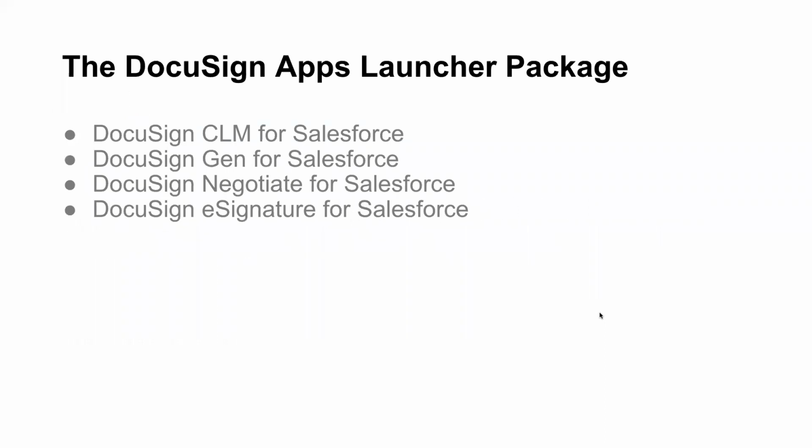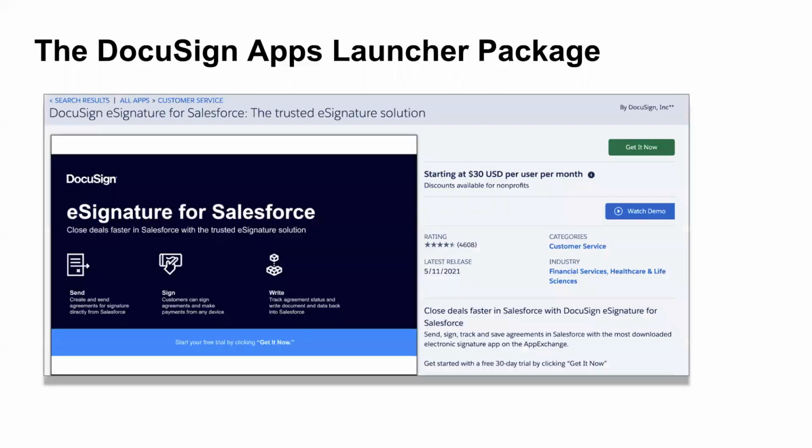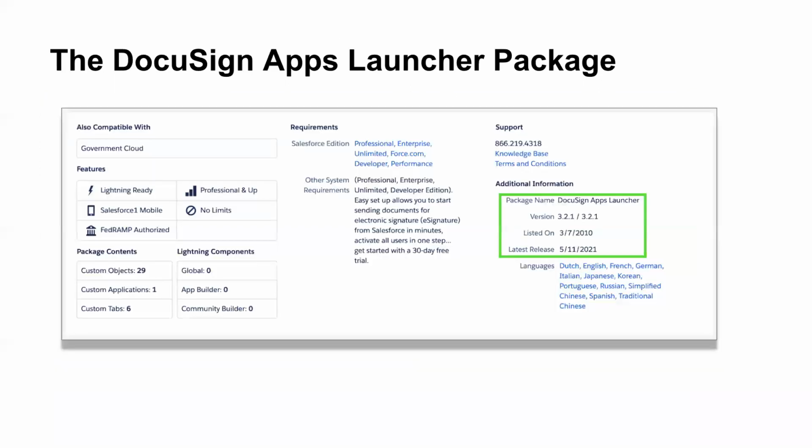Oh. Yeah, this is true. Docky is right about that one, not the rocket launcher. Little glitch there, but we'll steer through it. DocuSign Apps Launcher is actually a package and not an app. It's a package of apps. It includes CLM, Gen, Negotiate, and e-signature for Salesforce. So when you go to the App Exchange, if you type in DocuSign Apps Launcher, it will show you all those apps. And say you wanted to install e-signature for Salesforce in your org, you would click that. And then if you look down the page, you see the name DocuSign Apps Launcher, and it says package name, and it shows you the version.